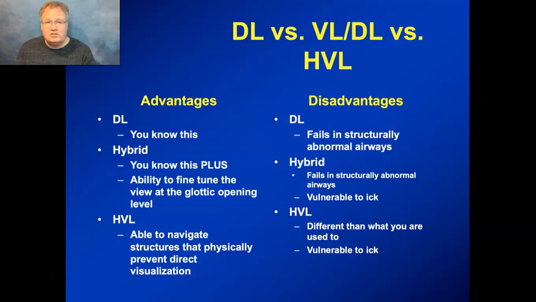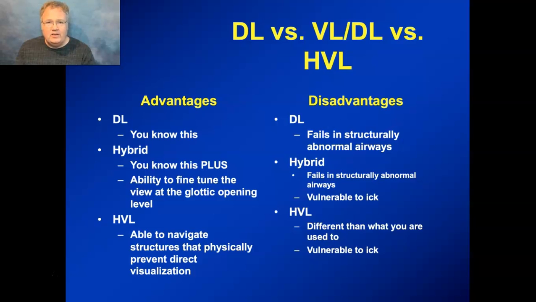You do a standard direct laryngoscopy until you get to the level of the cords, and then you can do some incremental adjustment with the video. The downside to it is, just like direct laryngoscopy, it can fail in markedly structurally abnormal airways, either anatomically or pathologically. And the video cameras are vulnerable to ick. You get ick on your screen, you really have a hard time seeing.